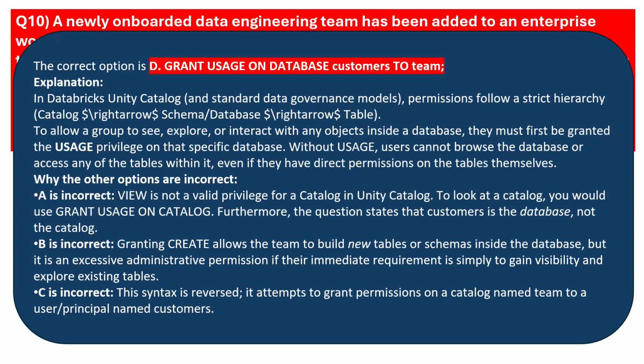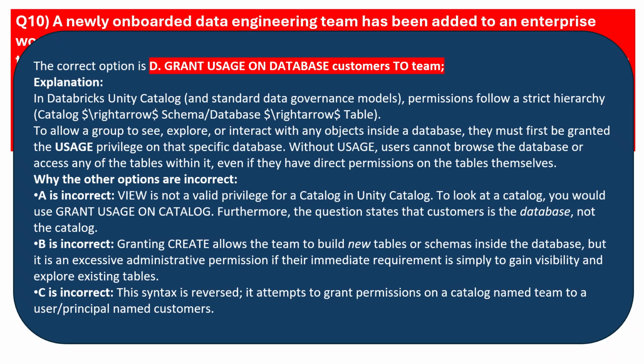Explanation. In Databricks Unity Catalog and standard data governance models, permissions follow a strict hierarchy. Catalog to schema/database to table. To allow a group to see, explore, or interact with any objects inside a database, they must first be granted a usage privilege on that specific database. Without usage, users cannot browse the database or access any of the tables within it, even if they have direct permissions on the tables themselves.